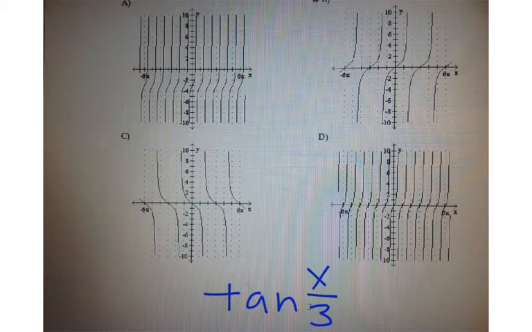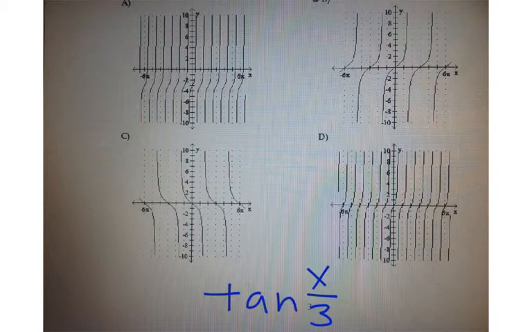And so we just need to figure out which one of these matches tangent of x over 3. Well, let's go ahead and figure out how the tangent of x over 3 is going to affect my start and my end point, because we know that that should be where the vertical asymptotes are. So let's do a little bit of quick math. And I'm doing these problems assuming that you don't have a graphing calculator.